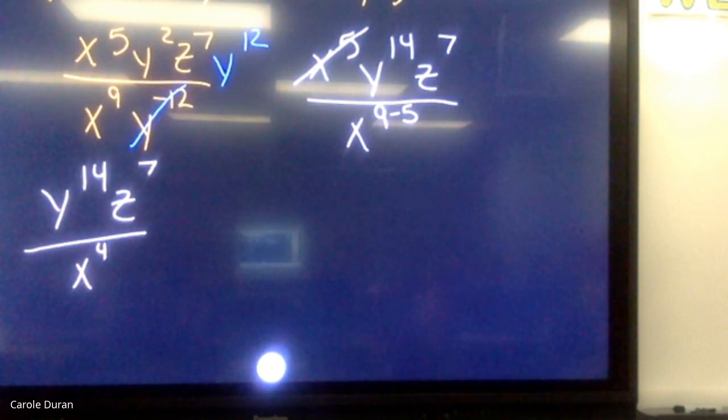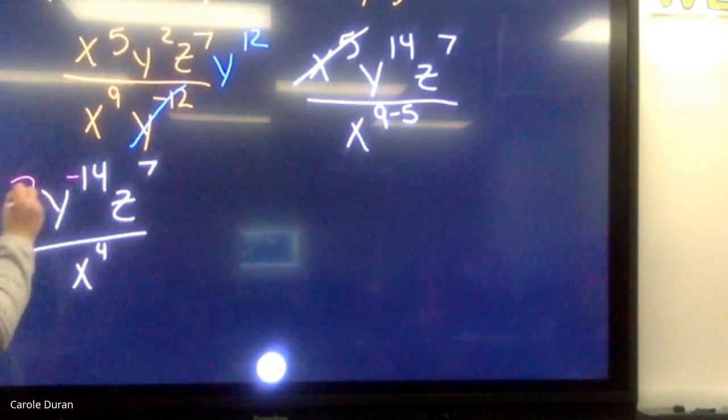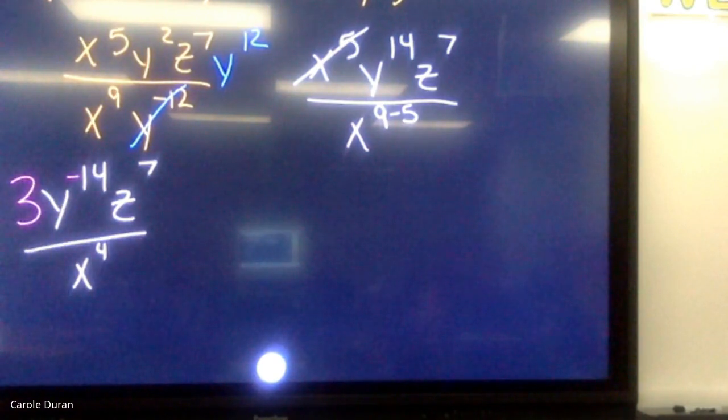I have a question for you. Let's say theoretically I adjusted this. I made this a negative 14 and I put a 3 in front of it. When I moved that y to the denominator, would the 3 go with it? No. Please remember they are separate terms. Just because they're connected by multiplication does not mean they travel together. That's a huge mistake and it will throw off your entire problem.